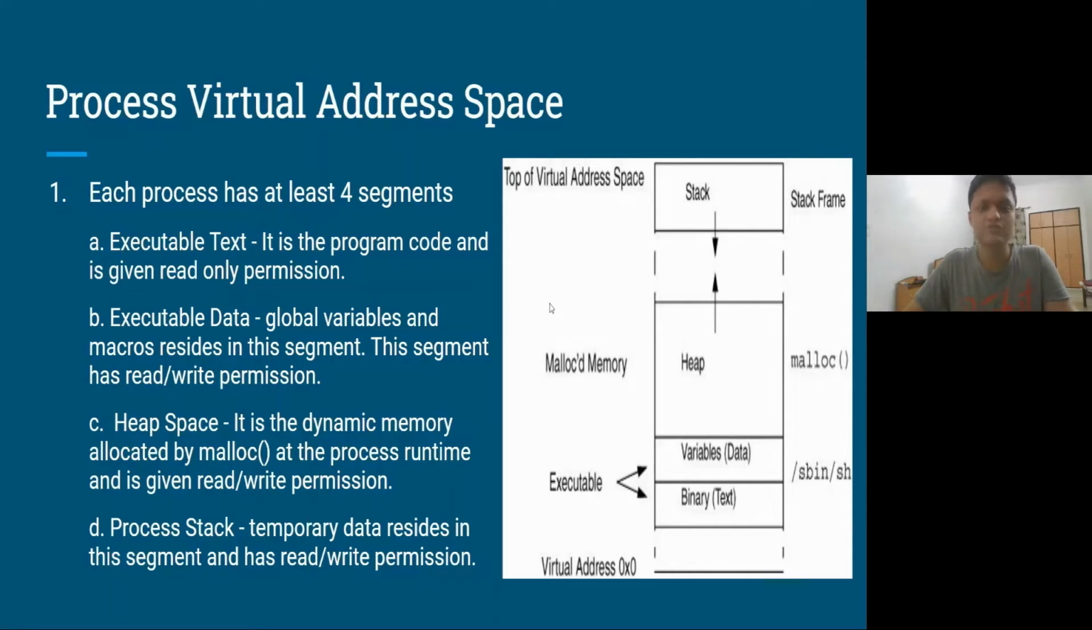Process virtual address space. Each process has at least 4 segments. Executable text is the program code and is given read-only permission. Executable data contains global variables and macros. This segment has read-write permission. Heap space is the dynamic memory allocated by the malloc function at process runtime and is given read-write permission. Process stack contains temporary data like local variables and has read-write permission.